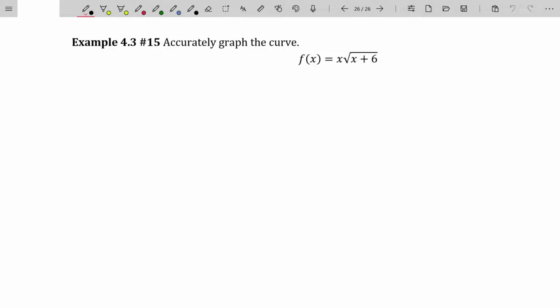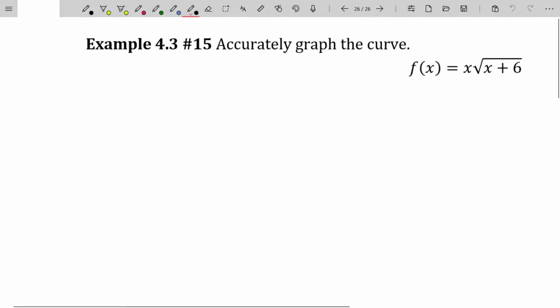In this case, we're being asked to graph the curve f of x equals x times the square root of x plus 6, a harmless looking function. And for the most part, it is a harmless function. So let's go ahead and go through our old school algebra.